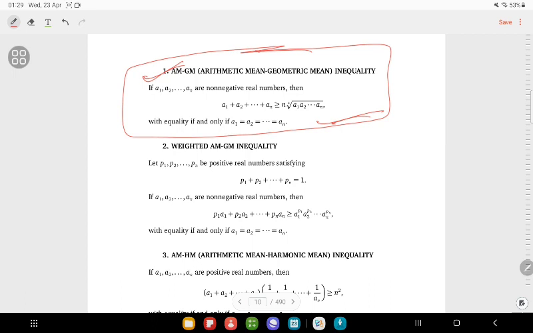A1 plus A2 up to An is greater than or equal to n times the nth root of the product A1 A2 up to An, the product of n number of terms. The nth root will be there.